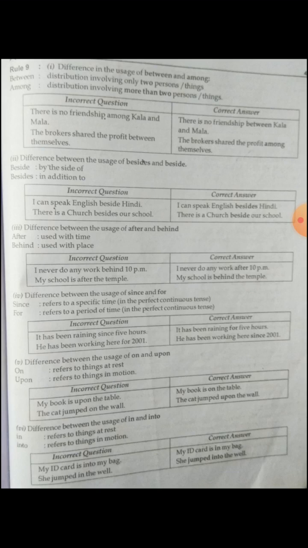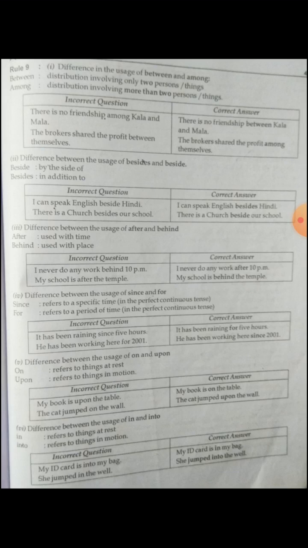There is no friendship among Kala and Mala. Here only two persons, so we have to use between. The brokers shared the profit between themselves. Here more than two persons, so we have to use among. So between is used for only two persons and things, among for more than two persons and things.